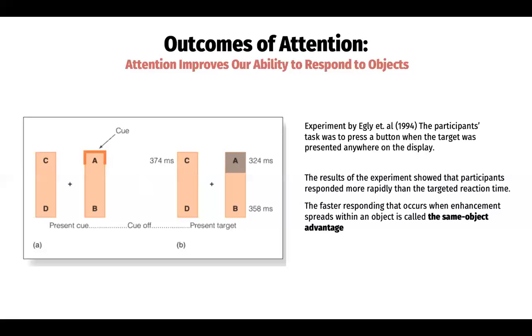So the question is, why does this occur? Can it be because B is closer to A than C? No, because B and C are exactly the same distance from A. Rather, B's advantage occurs because it is located within the object that was receiving the participant's attention. So attending at A, where the cue was presented, causes the maximum effect at A, but the effect of this attention spreads throughout the object, so some enhancement occurs at B as well. Interesting. The faster responding that occurs when enhancement spreads within an object is called the same-object advantage.